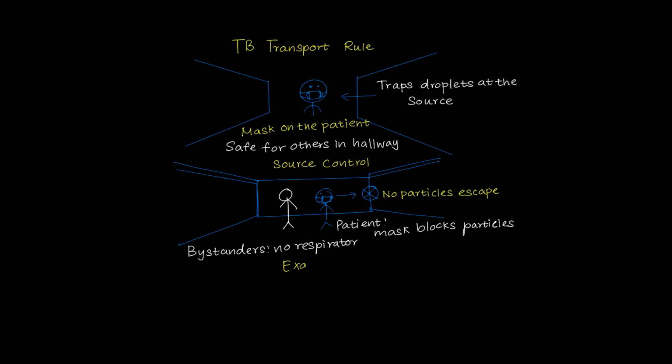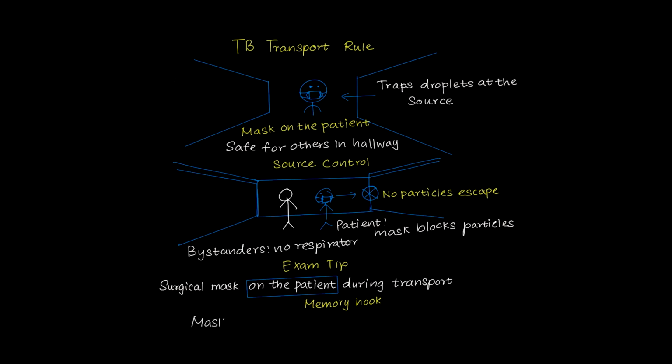Plastic shields are not part of TB transport protocol. Delaying the X-ray postpones decisions about the patient's care, so skipping imaging is not an answer. Cover the source. Transport safely. Here's a What You Do D444 OA exam tip for you. TB transport equals surgical mask on the patient. Memory hook. Mask the source, not the staff.